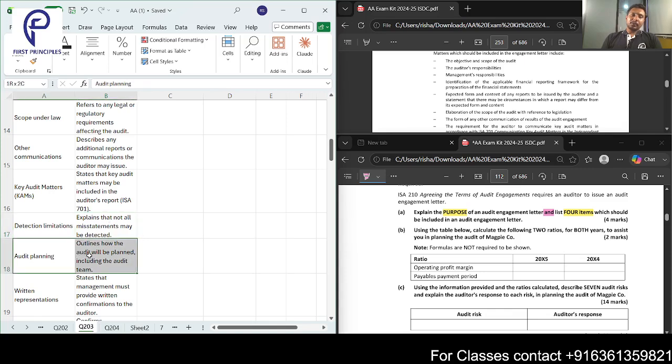Next, audit planning. You will outline how the audit will be planned and who will be included in the audit team. Like, first 2 months we'll do this, next 2 months we'll do this, next 2 months we'll do this.